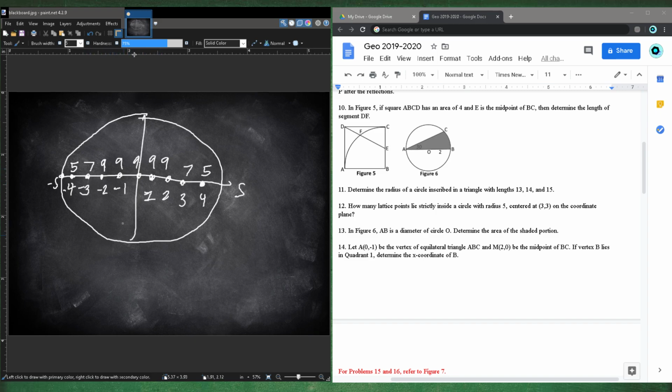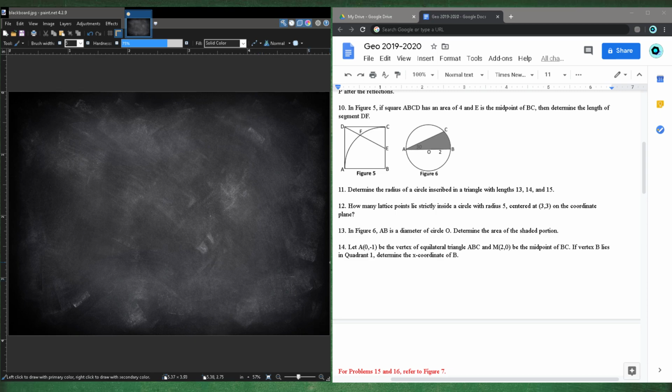So there's 5 nines, so that's 45. And then there's a 5 here, a 5 here, and two 7s, so that's 14. So that's 10, that's 24, and then 24 plus 45 is 69. So that's your answer. Okay, so this one's just a bunch of plugging in numbers, a bunch of number crunching.